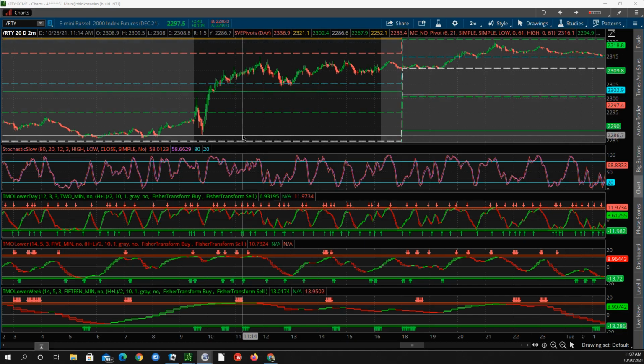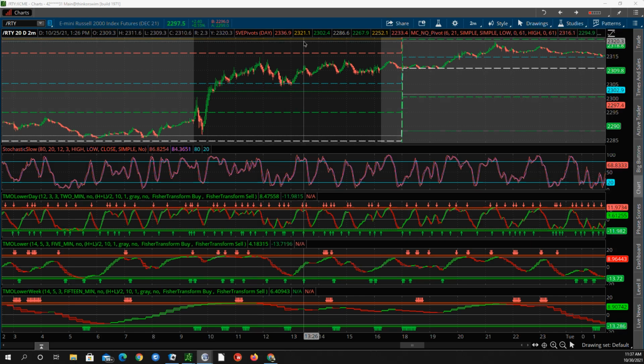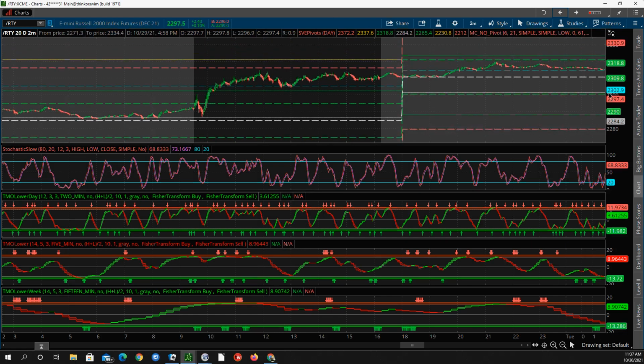This white line right here is the pivot. I use SVE pivots, because for me those pivots work best on the index. I look at everything with them, but I mainly trade the indexes. This green line is what you call your resistance 1. This yellow line is your resistance 2. Then you have one other line above that that's called your resistance 3.